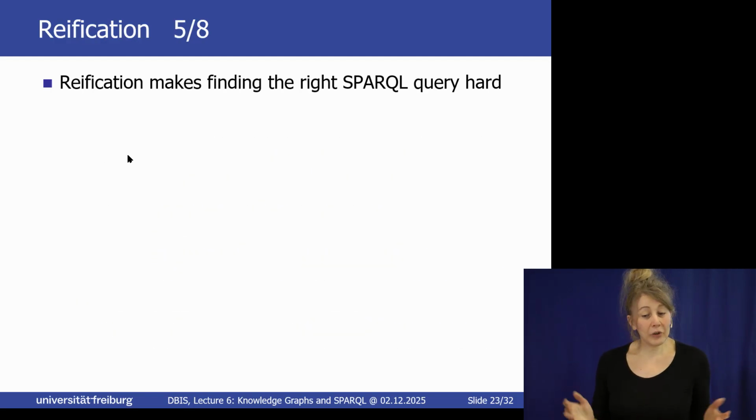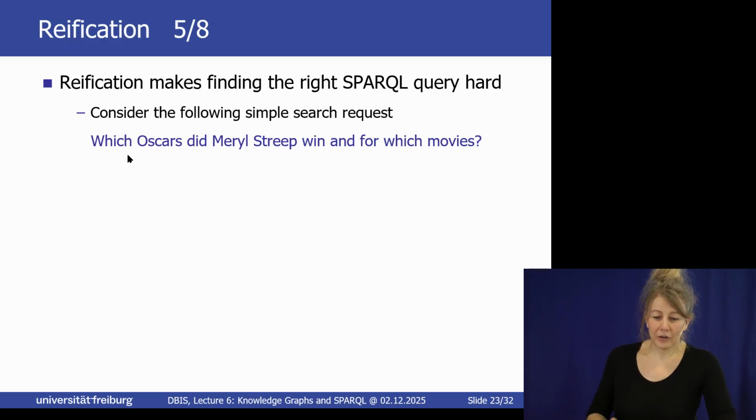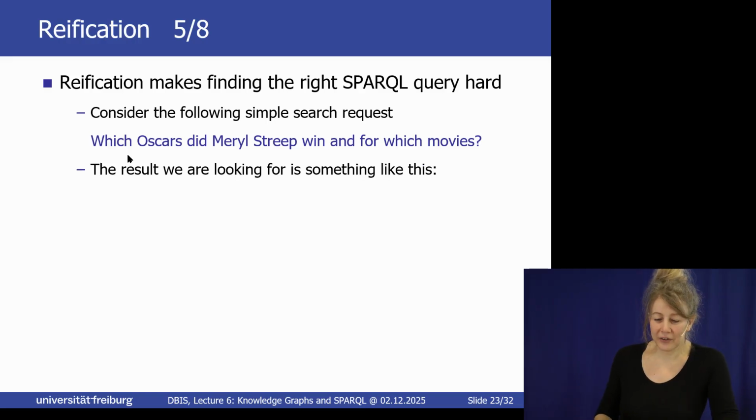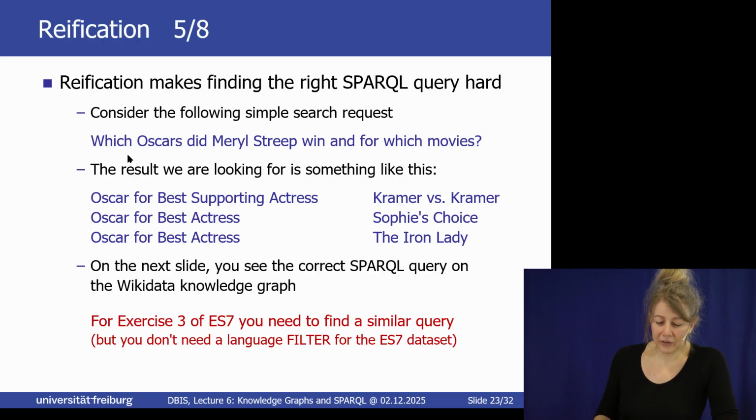And that's called reification. If you have complex data and you make it into a simpler model, triples in this case. So let's assume we want to know this now. Which Oscars did she win and from which movies? This is like in natural language. You just write it in one sentence. And this is the kind of result we wanted. We already saw it earlier. And this is the query, the correct query.